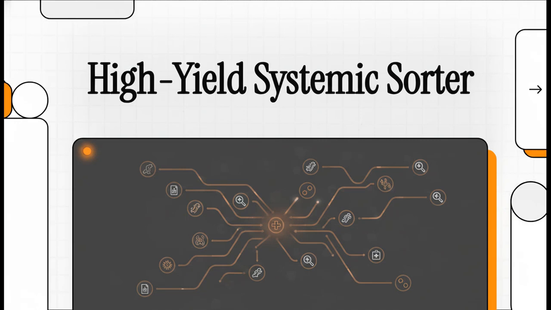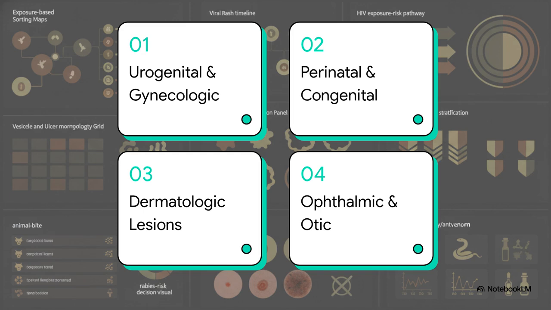We're jumping right into breaking down those complex systemic overlaps into clear, undeniable decision points for Step 2 CK. We're going to establish the exact exposure to management logic for urogenital, perinatal, dermatologic, and ophthalmic presentations. Okay, let's dive into this. Here's our mental roadmap for the 4 rapid-fire systems we are about to decode.